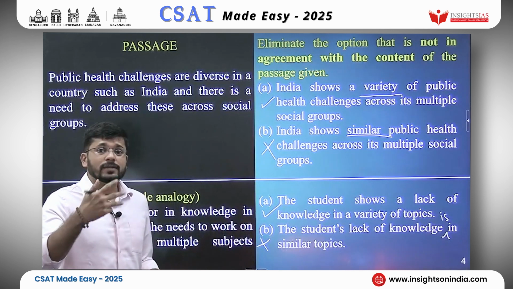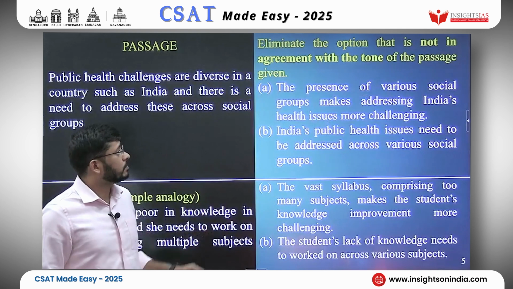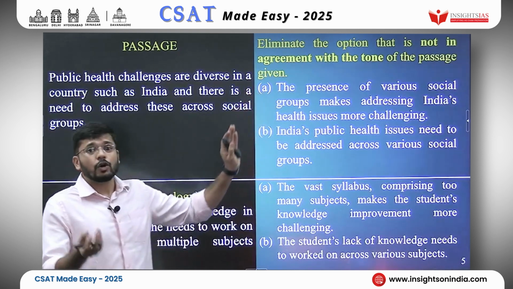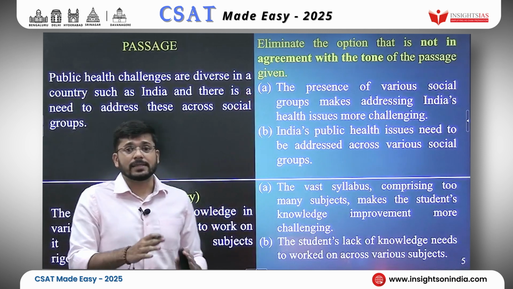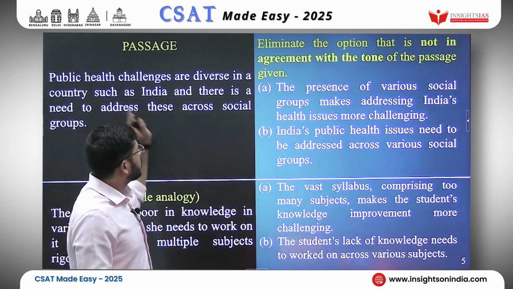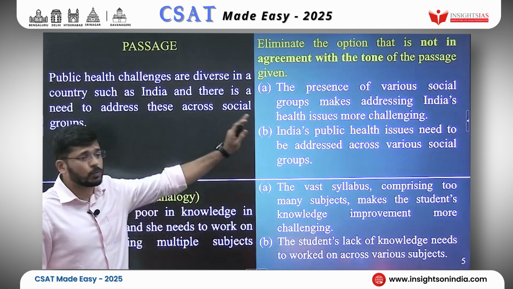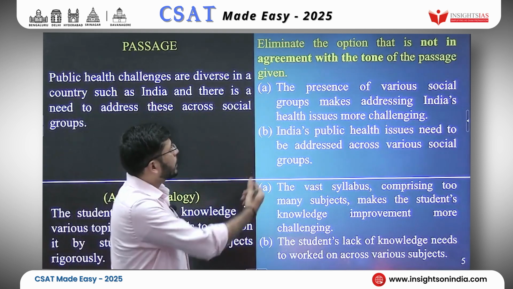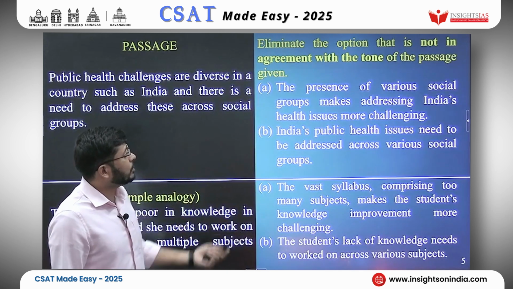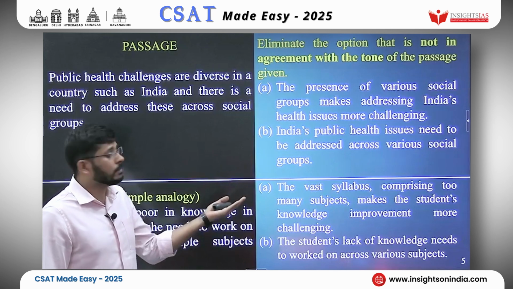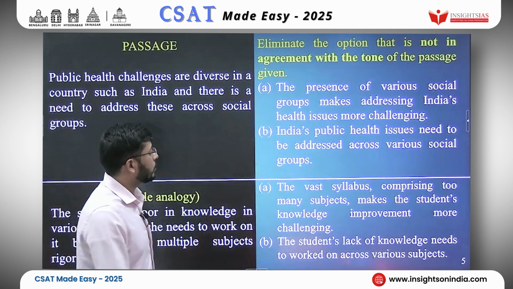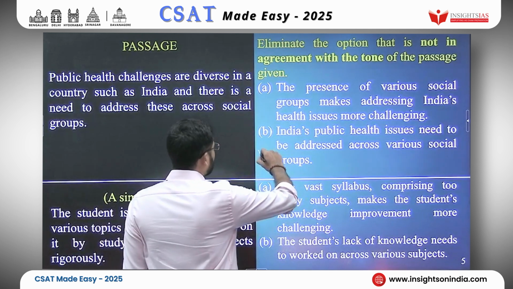Now let's look at the third type which we need to eliminate. We need to eliminate the third type option. These options are not in agreement with the tone of the passage. Okay, what is the tone of the passage and how do we eliminate it? We shall understand. Same passage, same analogy, the options differ. The presence of various social groups makes addressing India's health issues more challenging. Maybe India's public health issues need to be addressed across various social groups.